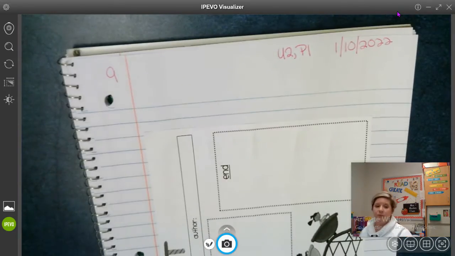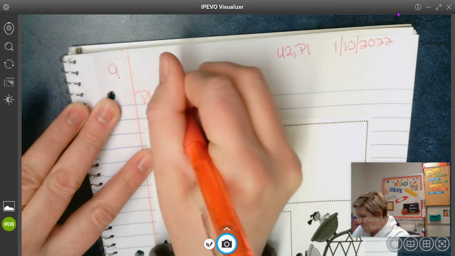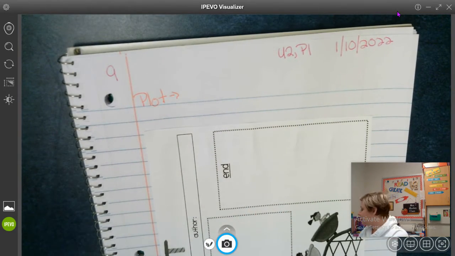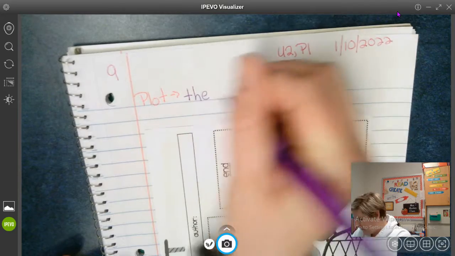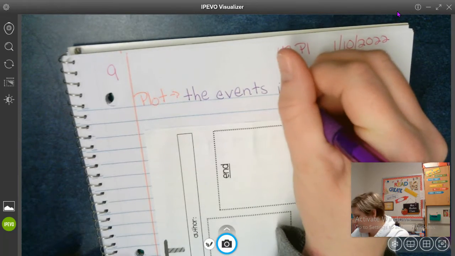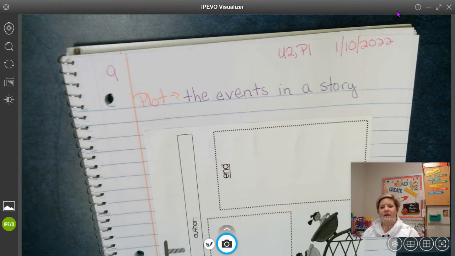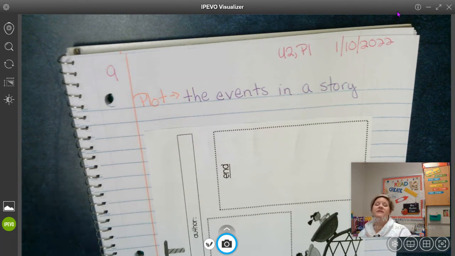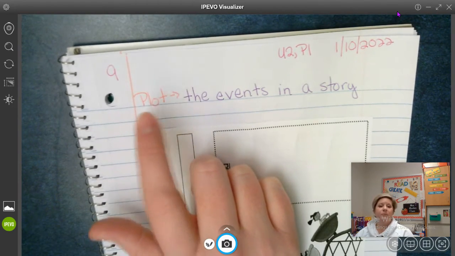All right, what I want to do first is define what exactly a plot is. And that's what I'm going to do on these lines. So first I'm going to write plot. A plot is the events in a story. We have been doing a lot of sequence writing and looking at the events, or the things that happen in a story. Well, those things that happen in a story are all part of the plot.